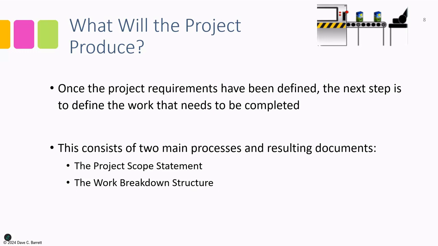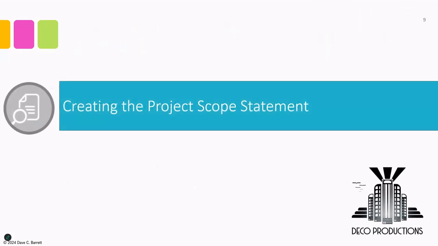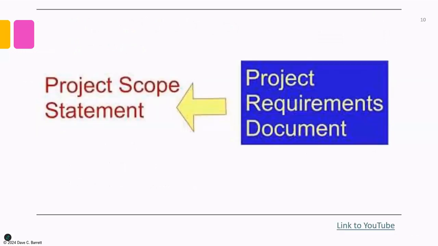So the definition of the work consists of two main processes and resulting documents. One is the creation of the project scope statement, and the other is the creation of the work breakdown structure. So we'll look at those two. First, we'll watch a video where we'll see the project scope statement being produced.